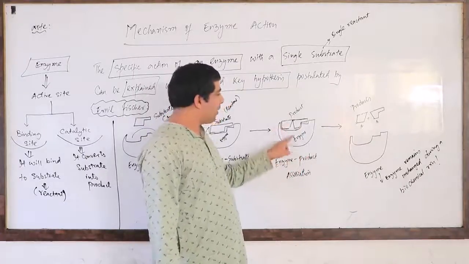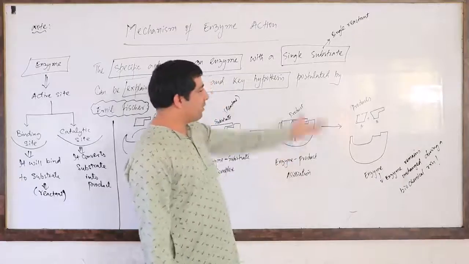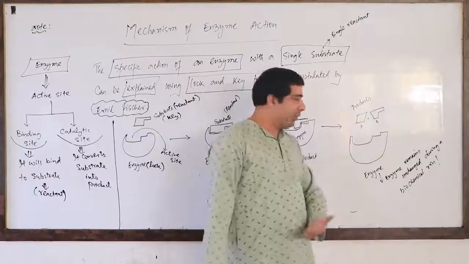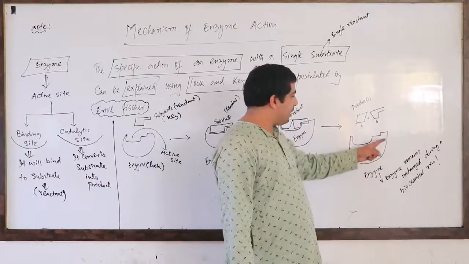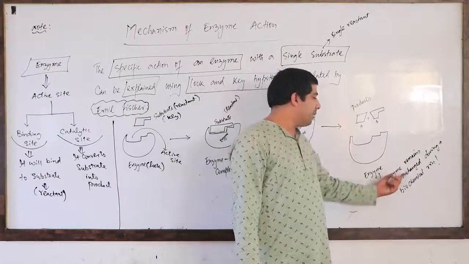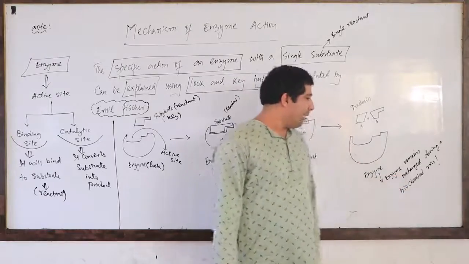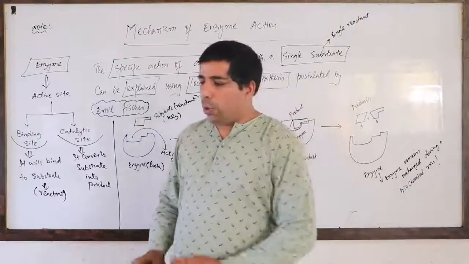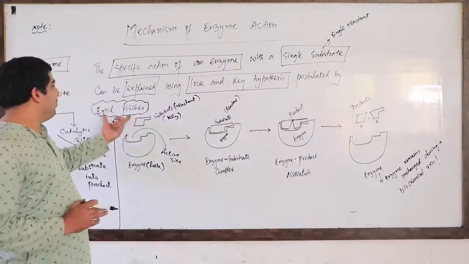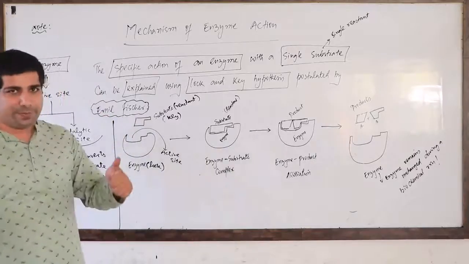But product is still attached to the enzyme, so it's called enzyme-product association. But the bond between product and enzyme is very weak, so product will come out. Product comes out here, and enzyme also comes out. This enzyme has remained unchanged. There is no change in the enzyme. Okay, so we say that enzyme remains unchanged during a biochemical reaction. I hope you have understood this lock and key hypothesis given by Emil Fischer. Please make note of this.